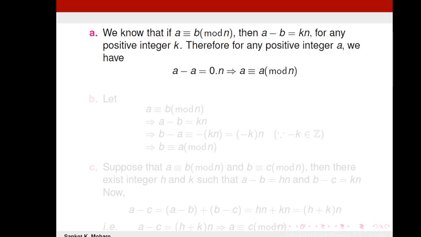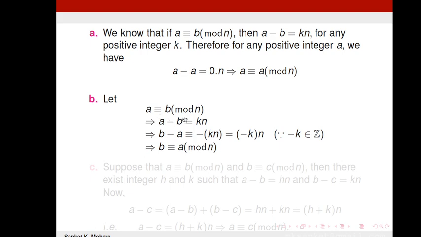Now next, let a be congruent to b modulo n. We assume a is congruent to b modulo n and prove b is congruent to a modulo n. Then this implies a minus b is equal to kn. If I take the minus sign common out from this difference, minus b becomes plus b and plus a becomes minus a. So b minus a is equal to minus k times n.